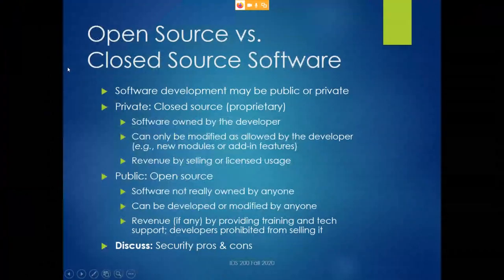So first thing, open source versus closed source software. So Dash is an open source system. What that means is the source code is made available to the public. Okay, so software development basically has two flavors, public or private. If it's private, it's called closed source or proprietary, meaning somebody owns it. In private development, the software gets owned by the company that develops it, and it can only be modified as far as the developer permits.